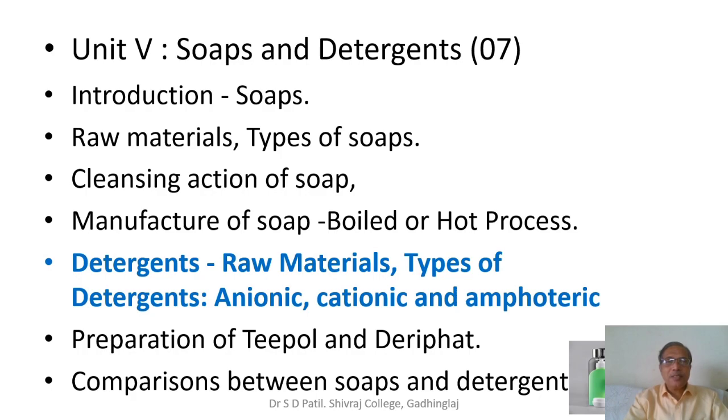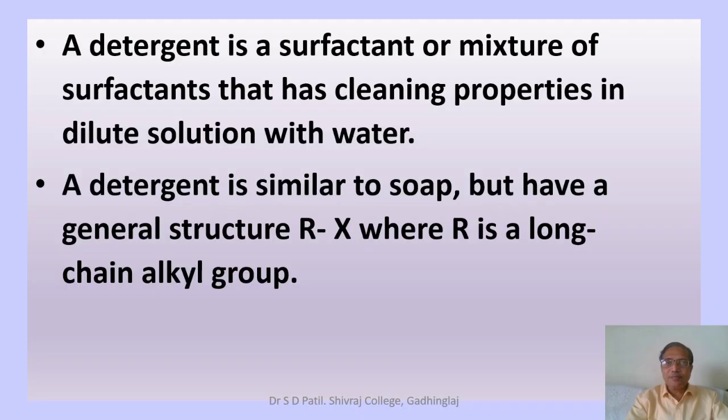So as per the scope assigned, we have seen introduction related to soaps, raw material, types of soaps, cleansing action, manufacturing of soaps by full boiled or hot process. Now in this video we are going to see the detergents, its general outline of raw materials, types of detergents.